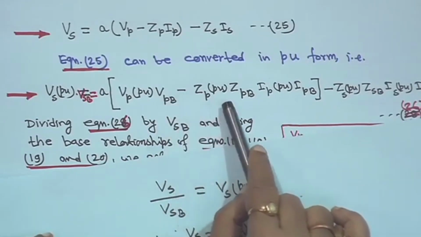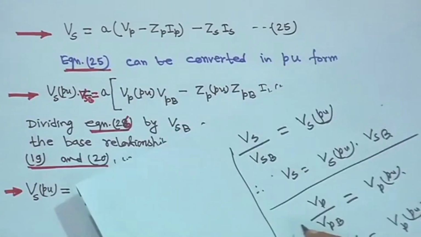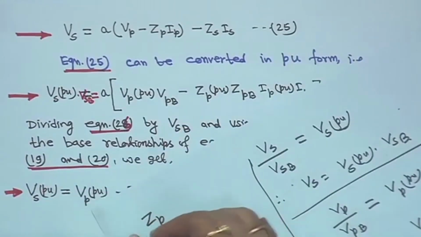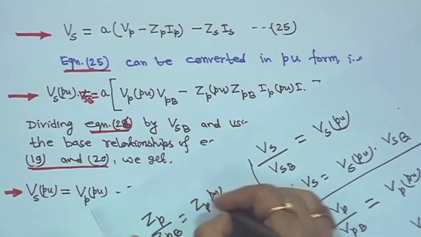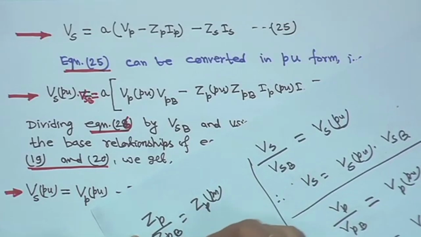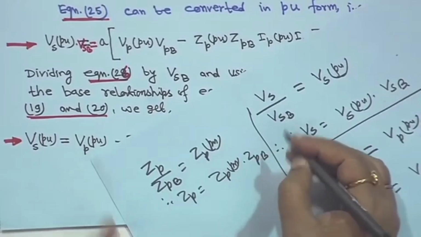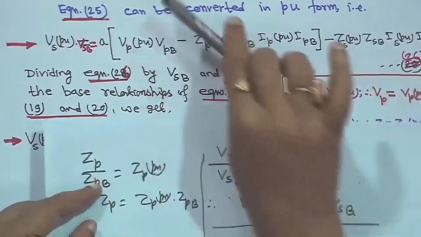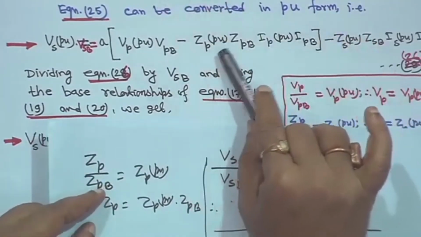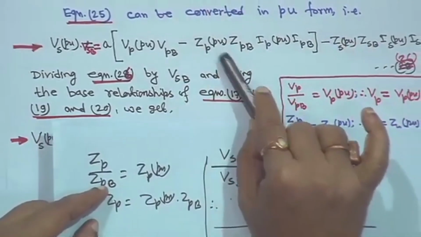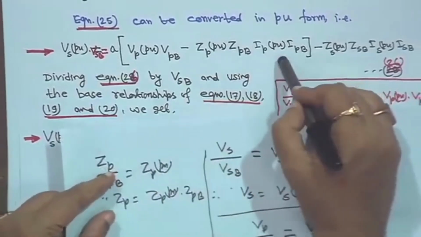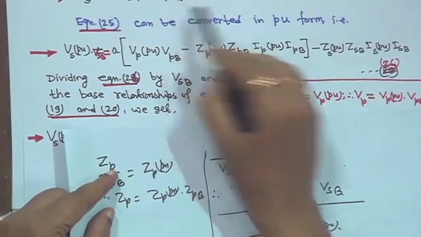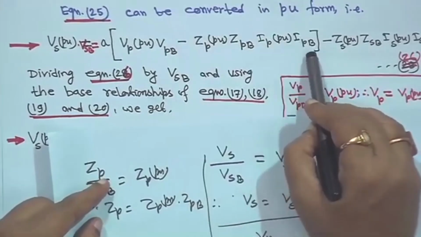Similarly, ZP upon ZPB is equal to ZP per unit, right. That means ZP is equal to ZP per unit into ZPB. So, this ZP is actually replaced by ZPU and ZPB, right. This is the per unit impedance. Similarly, IP case also, now everything is understandable. So, IP case also we are putting IP per unit into IPB, right.